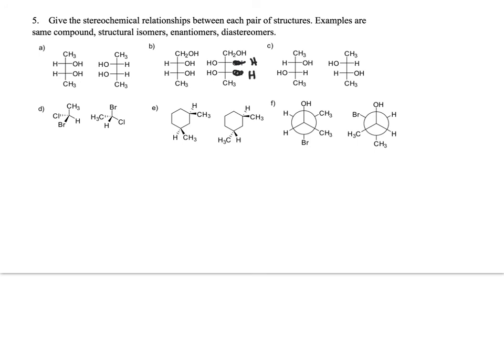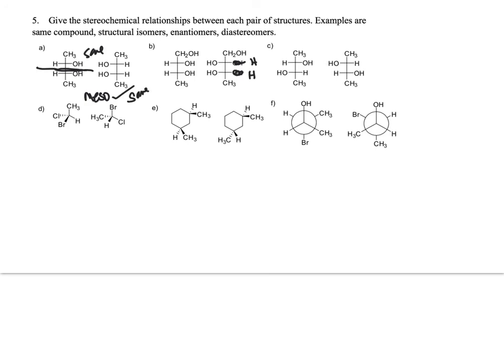These compounds here are the same compound. This would be meso because they have a plane of symmetry. So even when you draw the mirror image, these are the same, okay, because there's a plane of symmetry. So that's a meso compound, and those would be the same.